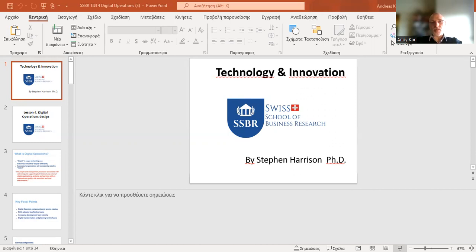Now, which are the key focal points? They are digital operation components and service catalogs, skills adapted by effective teams, increasing development team velocity, and digital transformation and planning for the future. While the service components, which will drive your service strategy, are cloud services provisioning and expertise, monitoring and analytics, change and risk management, incident triage and problem root cause analysis, security and compliance, DevOps support.